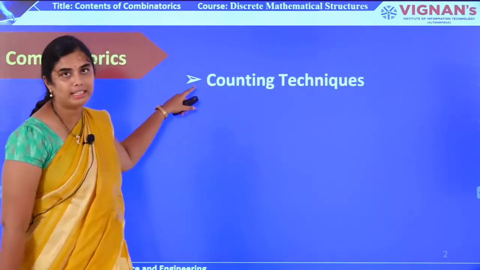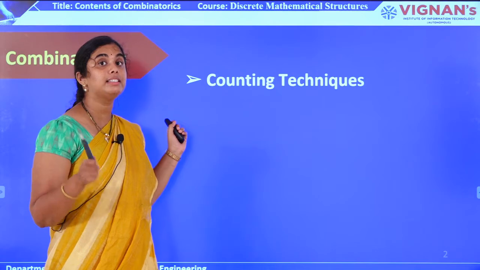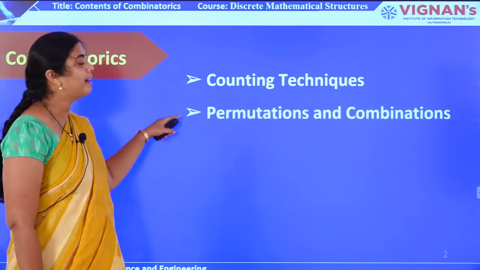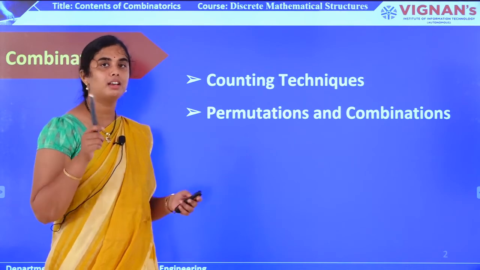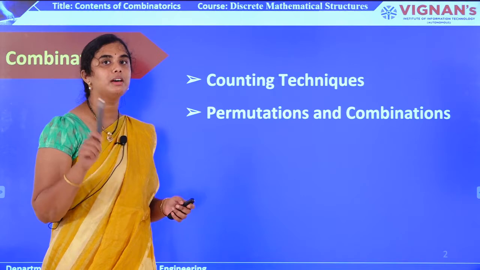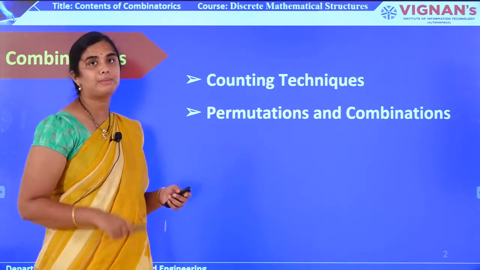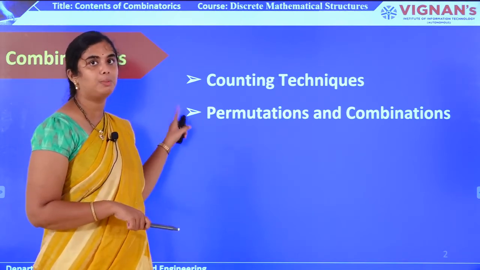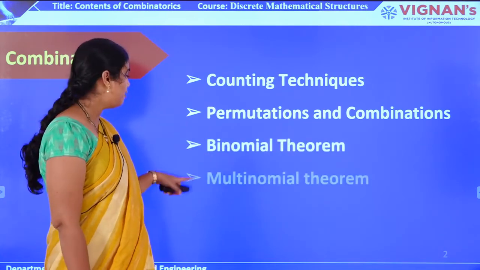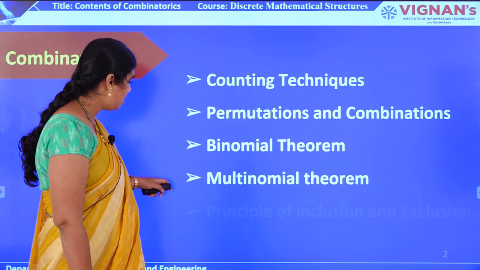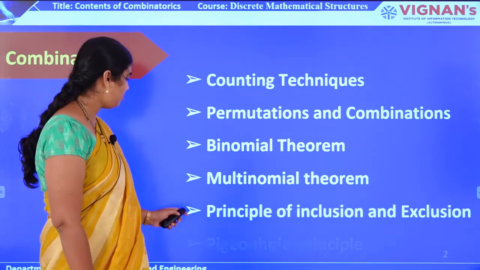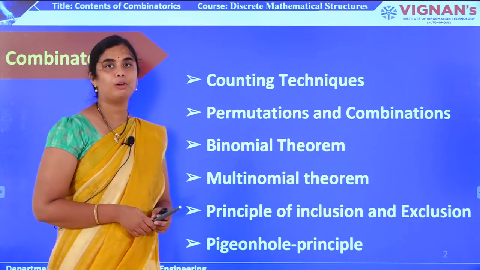Firstly, let us see the contents which will be covered in this unit. The first is the counting techniques. You will be knowing what is counting and what are the different types of counting techniques, followed by permutations and combinations. I know you are already familiar with permutations and combinations in your plus 2, but we will see some more concepts related to permutations and combinations. Next, what is the binomial theorem, followed by the multinomial theorem. What is the principle of inclusion and exclusion? Next is the pigeonhole principle.